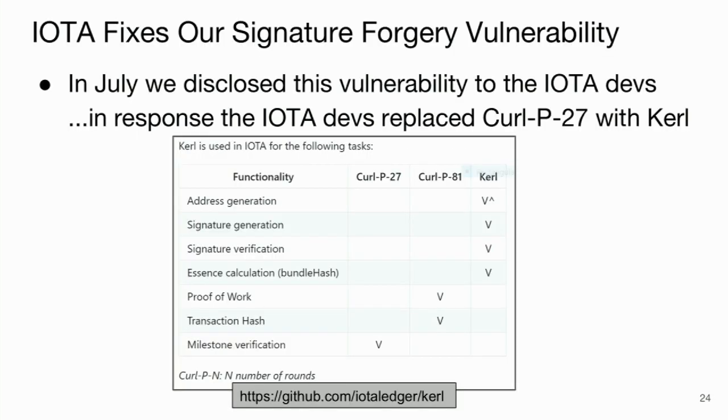So we disclosed this vulnerability to the IOTA developers back in July of last year, and over several months they fixed this. What they did is replace Curl in signature generation with a hash function that they called Kerl, Kerl with a K, which is a variant of Keccak. We note that they haven't entirely removed Curl. Curl is still used in milestone verification, and a version of Curl with more rounds is used for some other purposes, but we don't present any attacks against these uses of Curl in this talk.